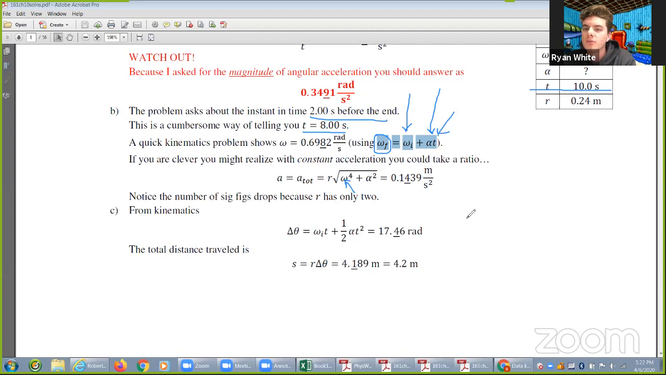Yeah. And then we were given R, we have omega, and we knew alpha, and that way we just find A total. That's right. That would be A total.